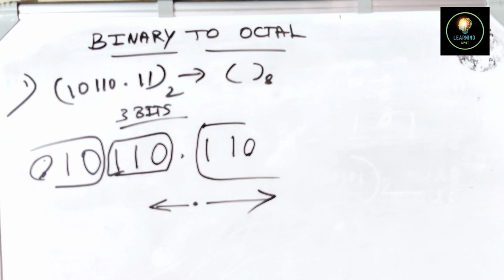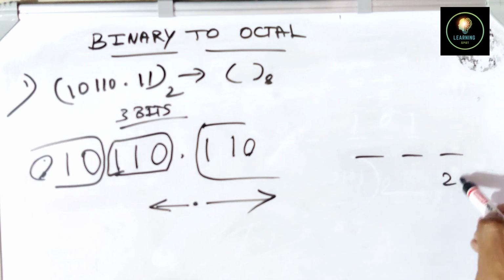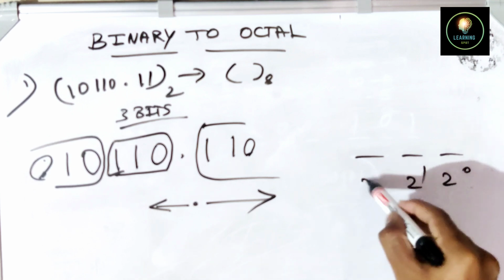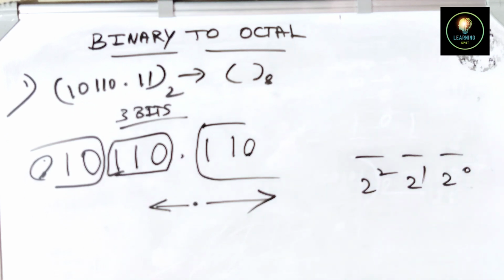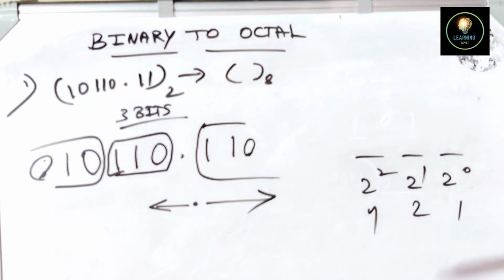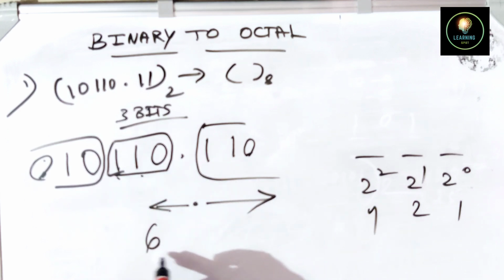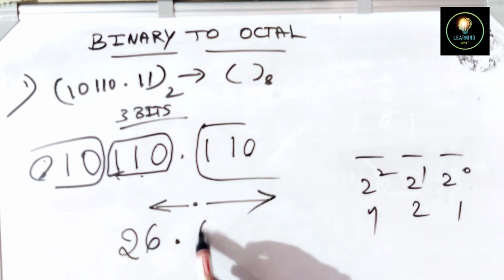Okay, so we will find out the values. In 3 bits, how is it represented? 2 to the power of 0, 2 to the power of 1, 2 to the power of 2. So what is the value of this? 2 to the power of 2 plus 2 to the power of 1. 2 to the power of 2 is 4, and 2 to the 1 is 2. So 4 plus 2 is 6. The value for this bit is 2. 4 plus 2 is 6.